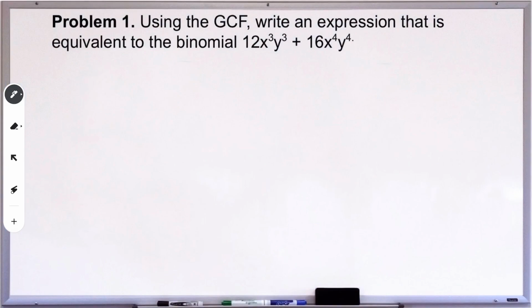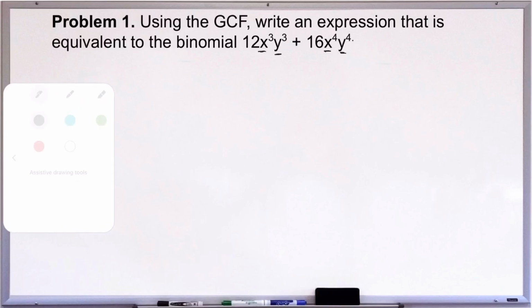Problem number 1 reads, using the GCF, write an expression that is equivalent to the binomial 12x cubed y cubed plus 16x to the power of 4 times y to the power of 4. And as usual, I want to start out with my variables. So I see I have x and I have y.